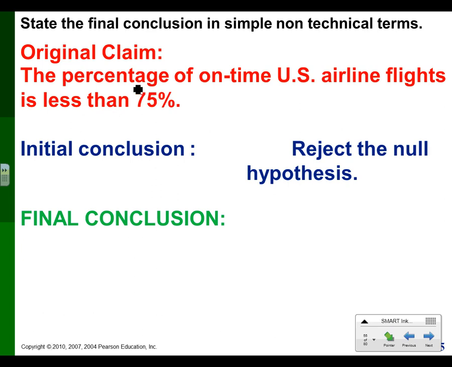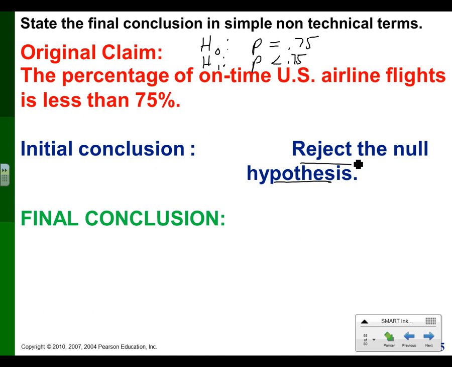So here's the claim. The percentage of on-time U.S. airline flights is less than 75%. Somebody went through the whole test and they came up with reject the null. In this percentage of on-time U.S. airline flights, what do you think the null hypothesis would be? P, mu, or sigma? P. And do you think it'd be an equal sign? 0.75. Okay. This one, H sub 1, would be what? P is less than 0.75.